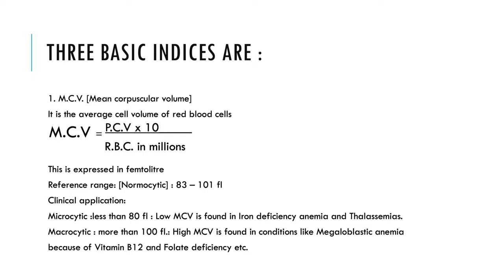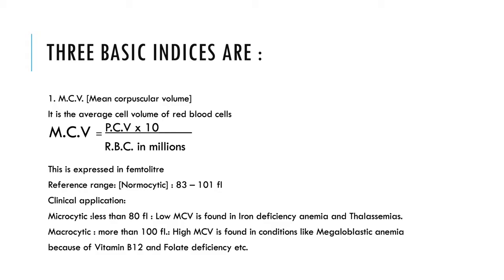What is the meaning of MCV? That is mean corpuscular volume. It is the average cell volume of RBC. That means when the complete blood count is done in a patient, you can see in that report one value named MCV. That means in that specific person, what is the average cell volume of RBC. So how can you measure that?